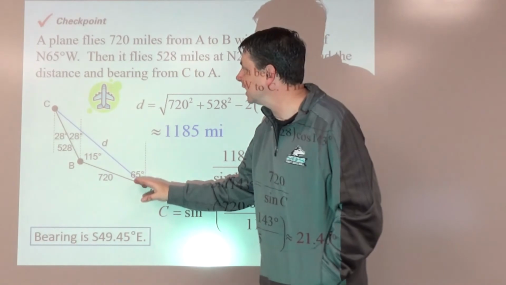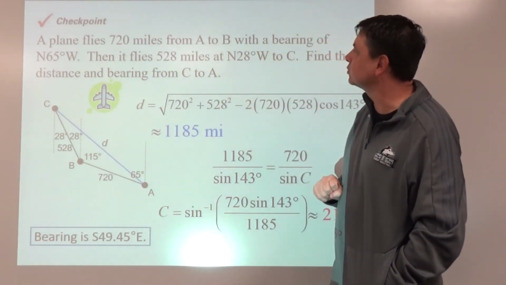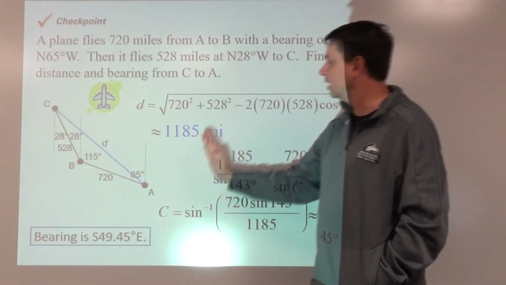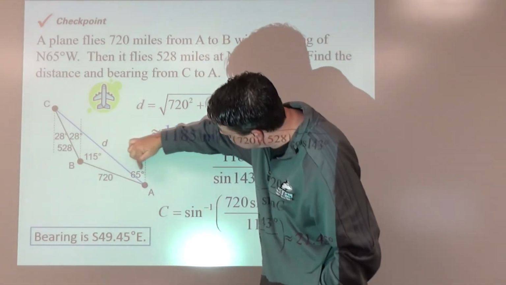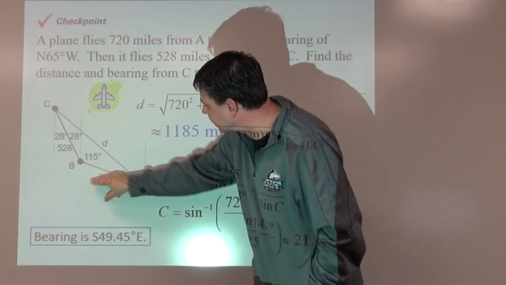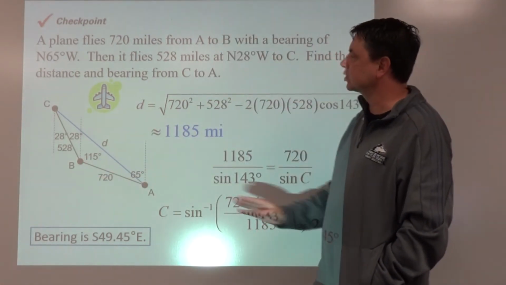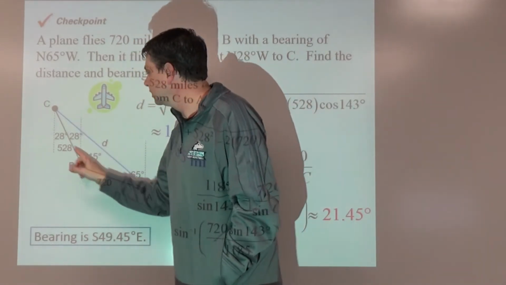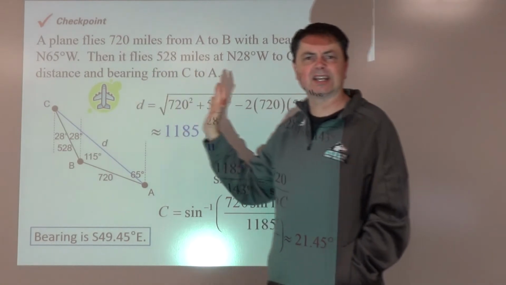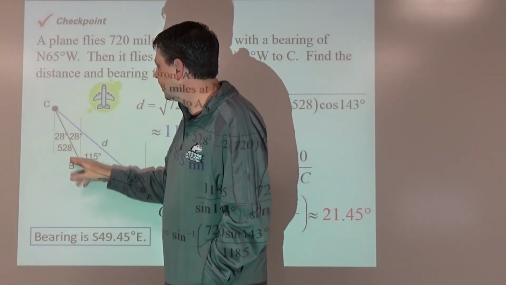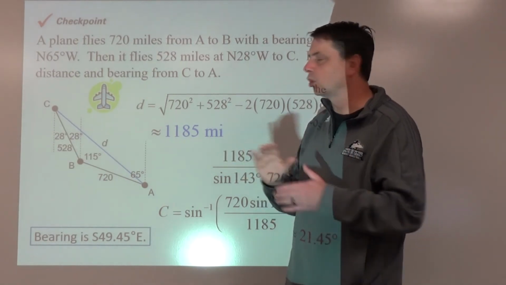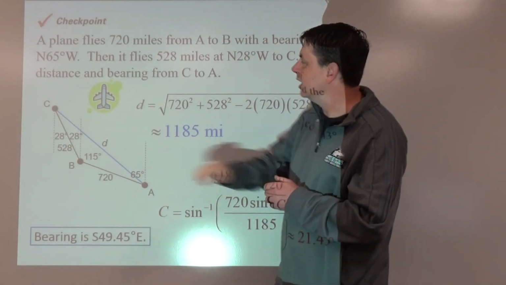All right, here's our sketch. Plane flies 720 miles from A to B with a bearing of north 65 degrees, so 65 takes us to there, 65 degrees, 720. Then we change course north and 28 degrees towards the west, so still kind of continuing the same direction and traveling 528 miles there.